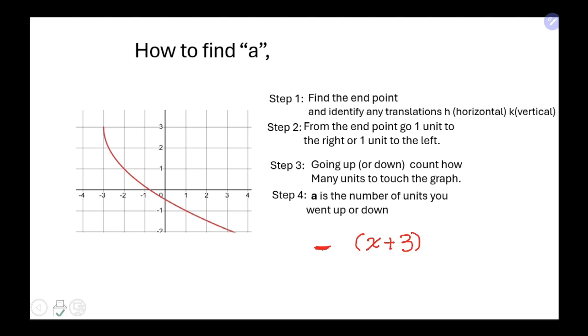That's a plus 3. This is inside the square root. It went up. That's a plus. When it goes up, it went up 3. Now, we need to find this number. There is a negative there.